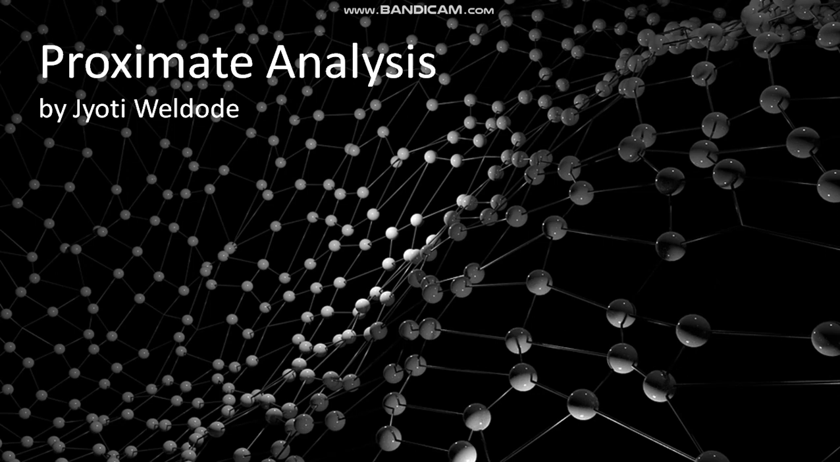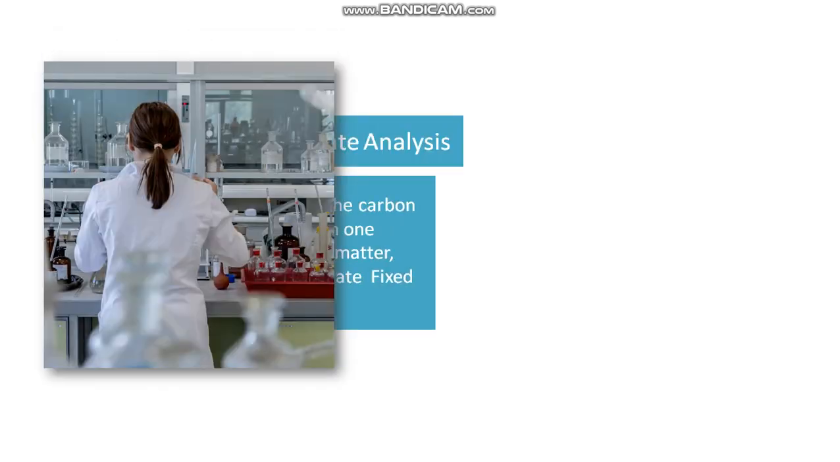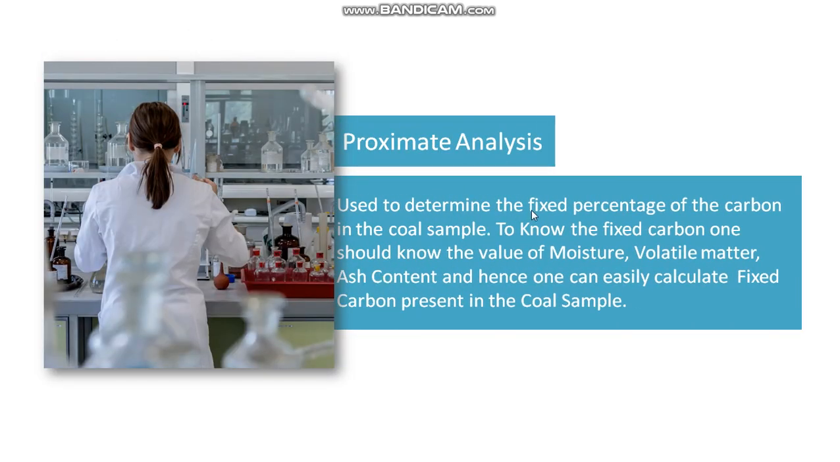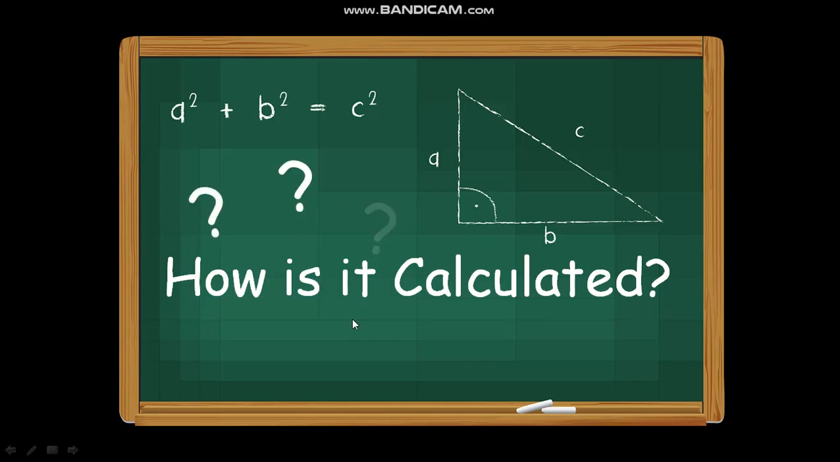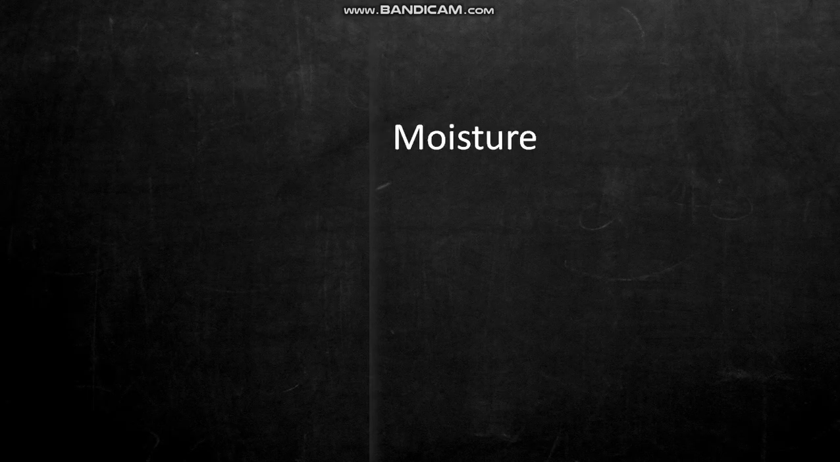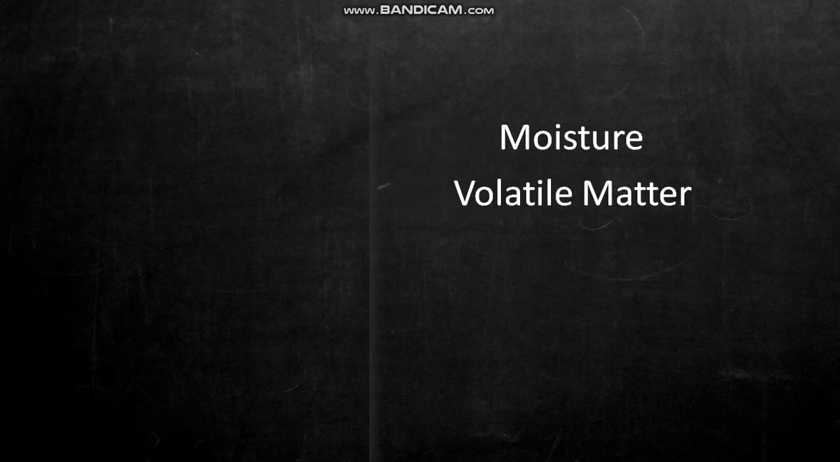Hello. Today we are going to see the proximate analysis. Proximate analysis is used to determine the fixed percentage of the carbon in the coal sample. For that, one should know the moisture, volatile matter, and the ash content to calculate the fixed carbon. How is it calculated? The moisture, volatile matter, ash content, and one can know the fixed carbon.